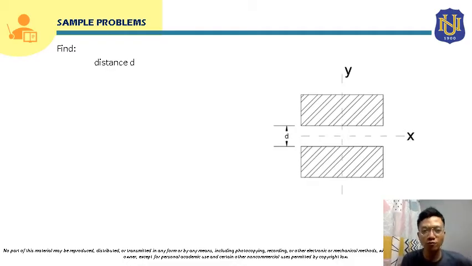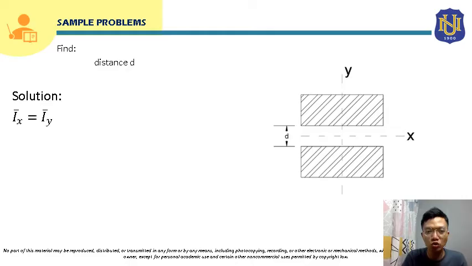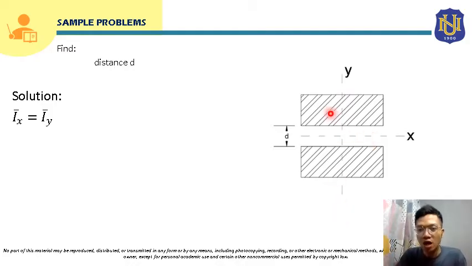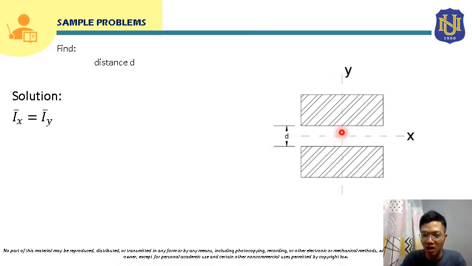Okay, so again, we are going to find distance D. We are going to use the given equation here that the Ix bar and the Iy bar of these two rectangles are equal. So Ix bar is the moment of inertia with respect to the x centroidal axis, and Iy bar is the moment of inertia with respect to the y centroidal axis. So this is the x centroidal axis, and this is the y centroidal axis. This is just at the centroid of these two rectangles, at this point.